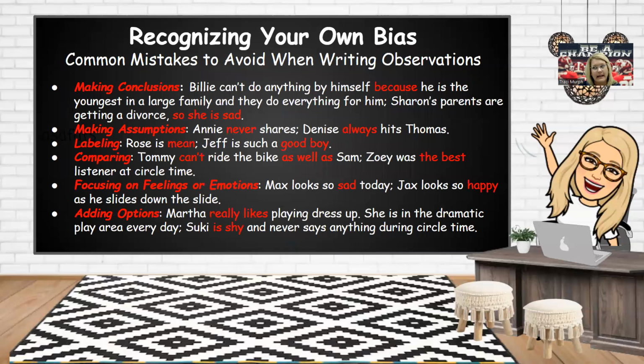So let's take a second right here and look at this slide about recognizing your own biases and common mistakes that you should try to avoid. Making a conclusion, observing something and saying something like Billy can't do anything for himself because he's the youngest in his family. You're just making a conclusion. Making an assumption. Labeling children. Comparing one child to another child, focusing on feelings and emotions.